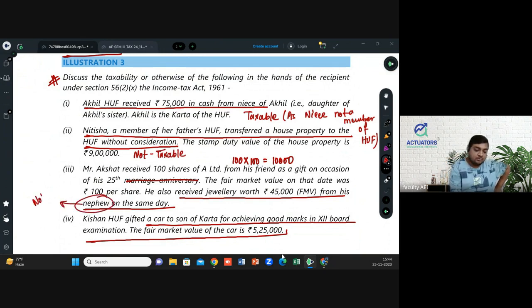नेफ्यू नॉट अ रिलेटिव. सो ये लिमिट में आएगा. 10 प्लस 45 एग्रीगेट इज 55, एक्सीडिंग 50, टैक्सेबल.